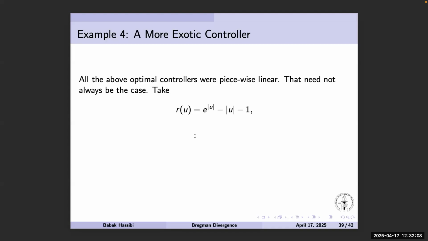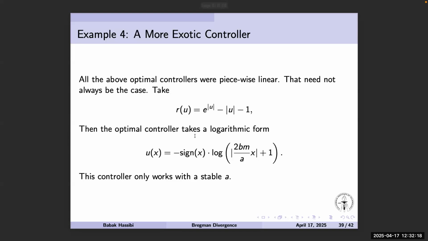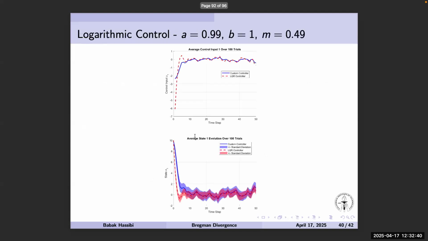I'll show you just another crazy one, which is say this. I don't know why anyone would want to use this. And if you do that, then your control turns out to look logarithmic. And it turns out in this case that you can only work with a stable A. In other words, this puts an exponentially high penalty on U, so that it cannot stabilize an unstable system. And this is the performance of this controller.